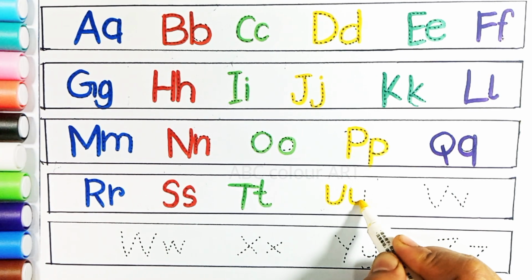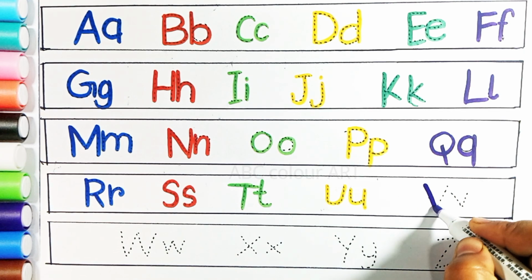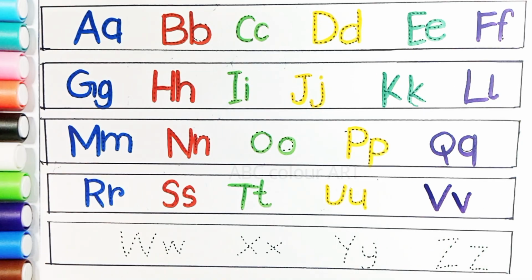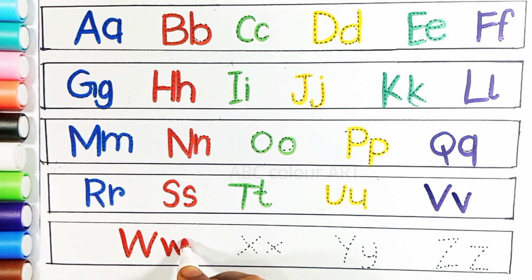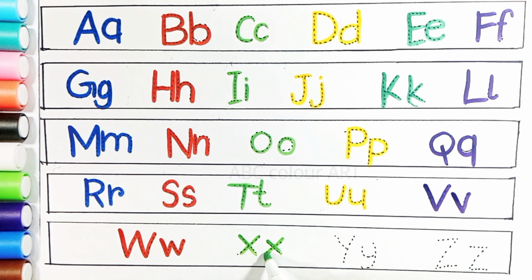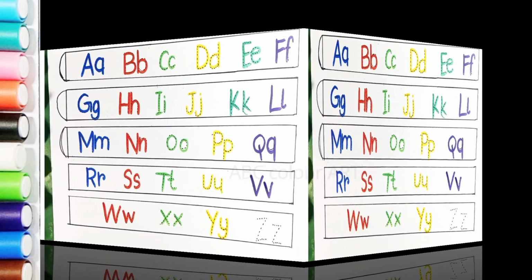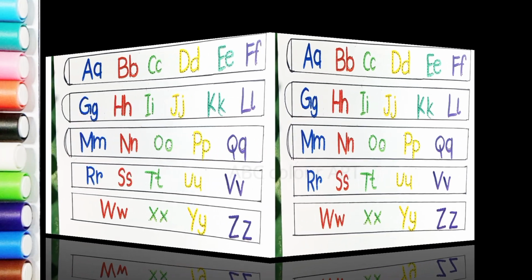Capital U, small u. U is for umbrella. Capital V, small v. V is for van. Capital W, small w. W is for watermelon. Capital X, small x. X is for Xmas tree. Capital Y, small y. Y is for yo-yo. Capital Z, small z. Z is for zoo.